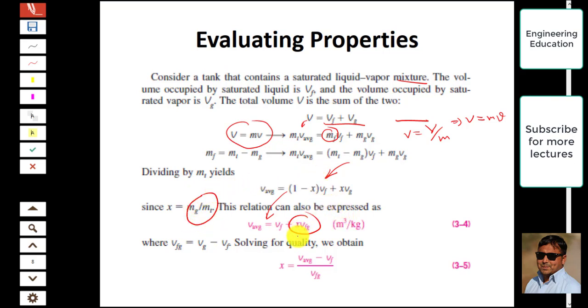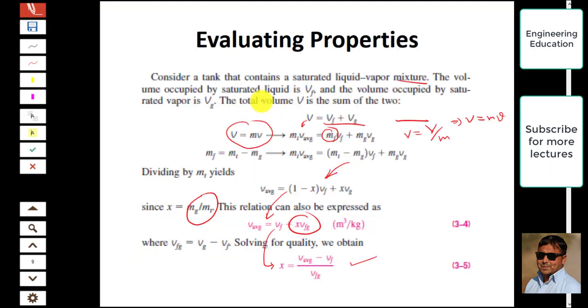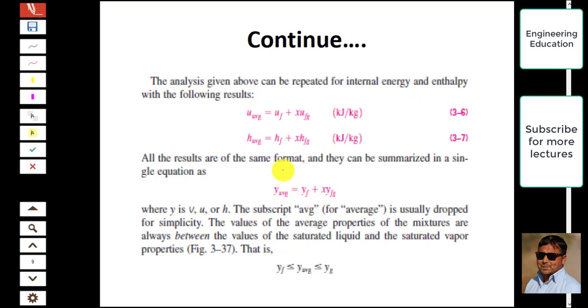So if we are interested to find the expression for dryness fraction, again we can rearrange this expression and we get x is equal to (V average minus Vf) divided by Vfg. So this is another expression for the dryness fraction. One is mg by mt, and this is the second expression for dryness fraction or quality of the steam.